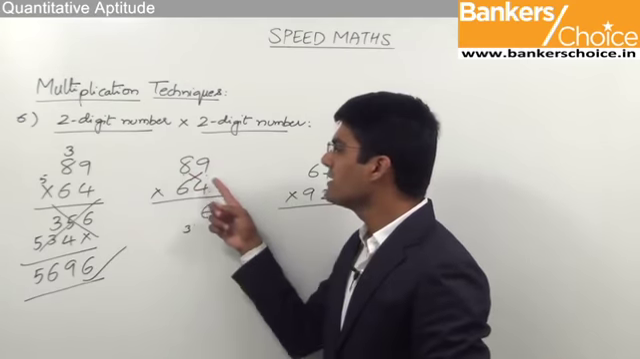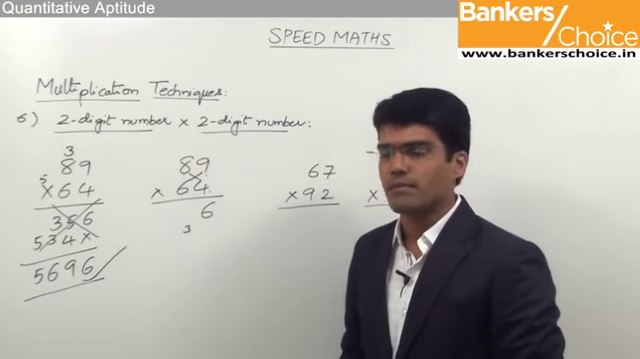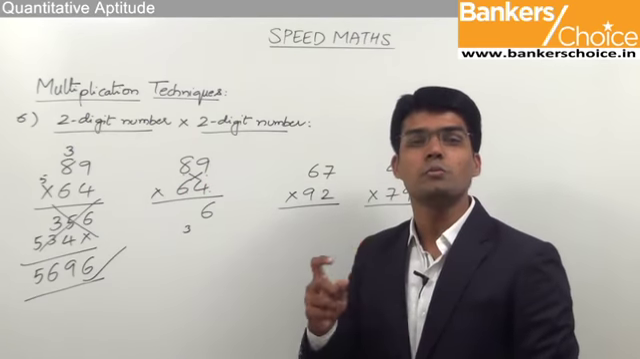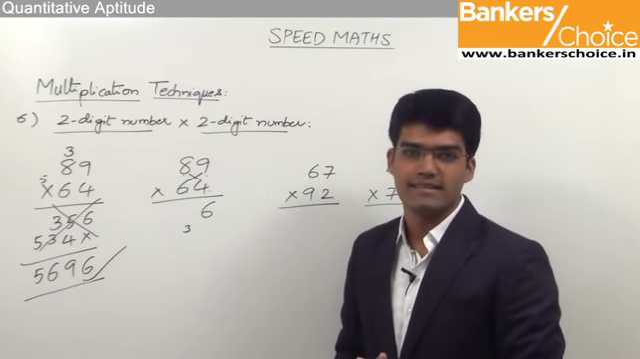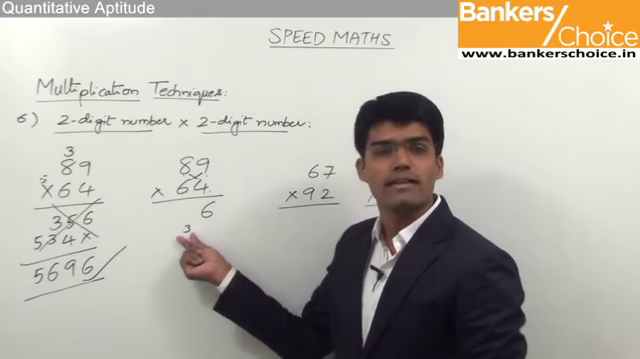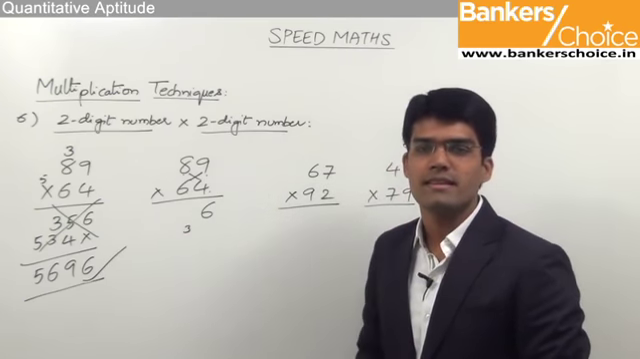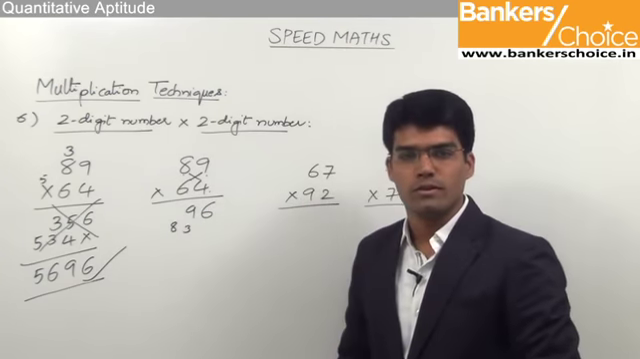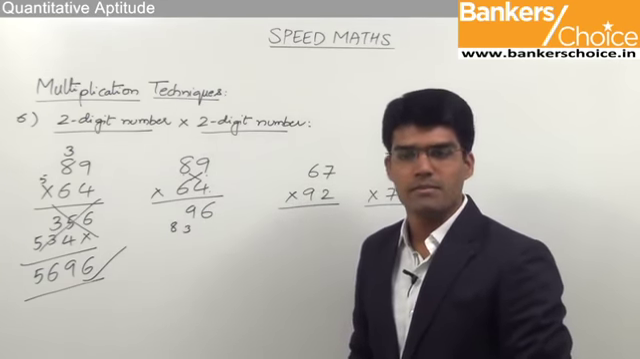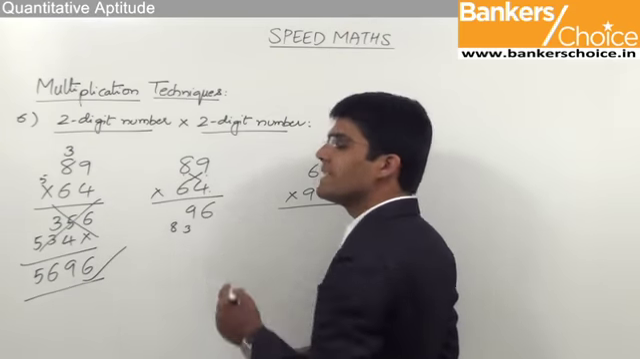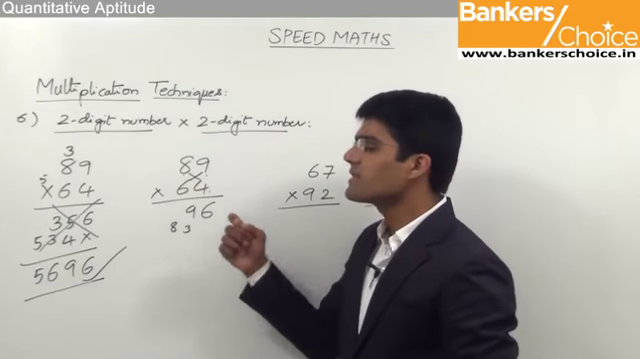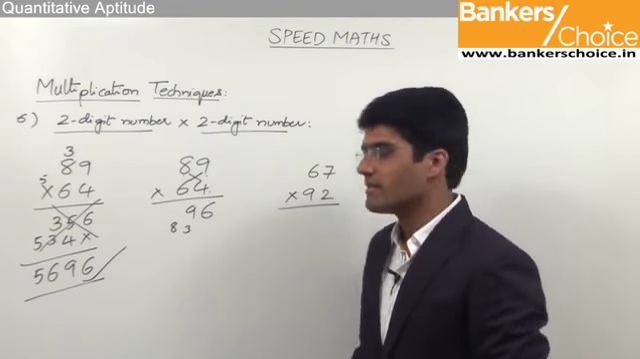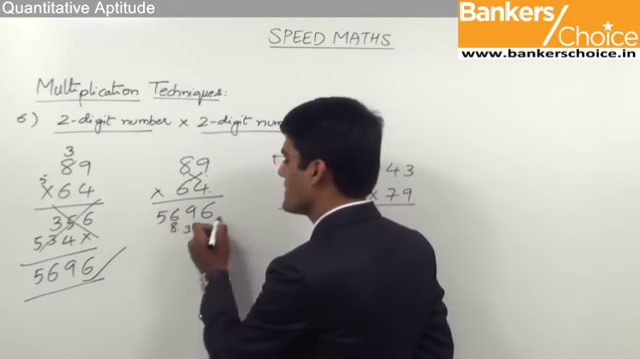So we need to add the products that we obtain in the second step. That is 8 into 4, 32 plus 6 into 9, 54. 32 plus 54 is 86. 86 and 3 is already carried forward. 86 plus 3 is 89. So we take 9 in the answer and now 8 is carried forward. And the last and the final step here is to multiply both the tens places. That is 8 into 6, 48. 48 plus 8 is 56. So the answer here will become 5696.